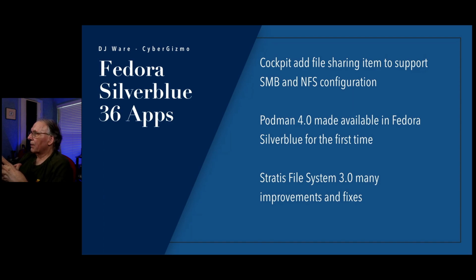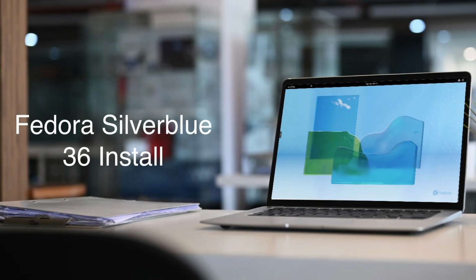So the Stratis file system, which of course is of interest to me, probably not to you. This is Red Hat's copy on write file system that they are building, and it is now in its third generation, and it offers many improvements and bug fixes. Is it production ready? No. Let me get started here, and we'll walk through an install.